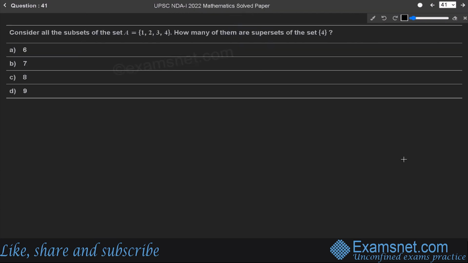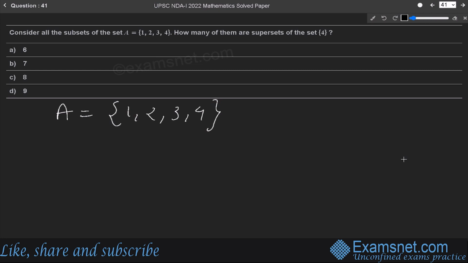Next question is, consider all the subsets of the set A, which is {1, 2, 3, 4}. How many of them are supersets of the set {4}? Now, A is equal to {1, 2, 3, 4}. Can you tell me which topic this question is from? Yes, it is a very simple topic. This question is from sets.